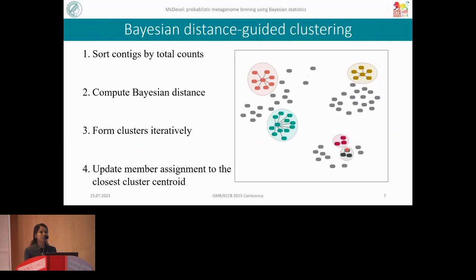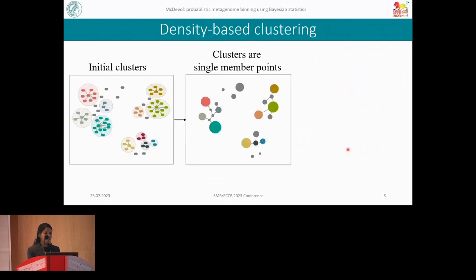However, these initial clusters are not good at recovering genomes with good coverage. For this, we apply density-based clustering. The key idea is that a cluster centroid should have a higher density than its neighbor points, and it should also be far from the next higher density point by a large distance. We compute Bayesian distances for this clustering to get density-based clusters.